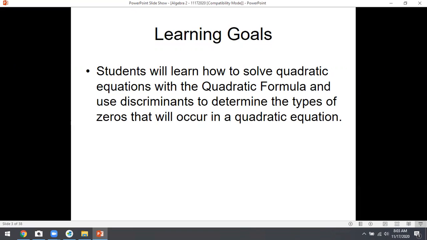Luckily, I'm not going to have you do completing the square all year. It'll be on your test because it's a good skill to have. I'll try to give you some softball ones.